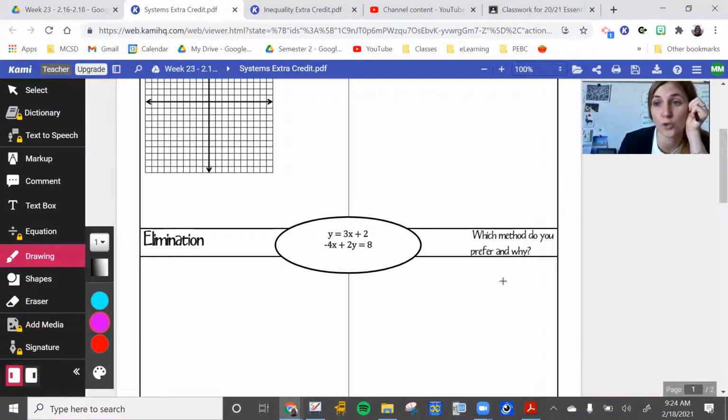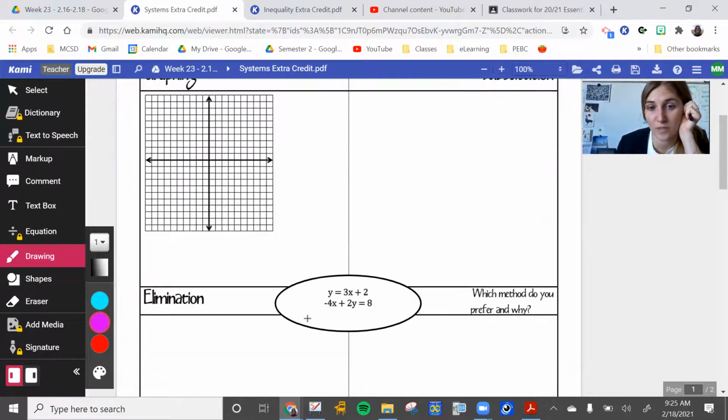Once you've solved it the 3 different ways, choose one to write about. Decide which method you prefer and why. You can start out by saying, I prefer the blank method, the graphing method, the substitution method, or the elimination method, and I prefer it because... whatever you want to say. It was easier, it was faster, it made more sense to me. Whatever it is, come up with a reason why you chose that method.